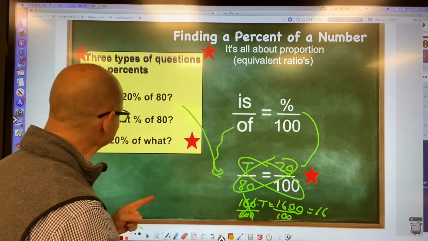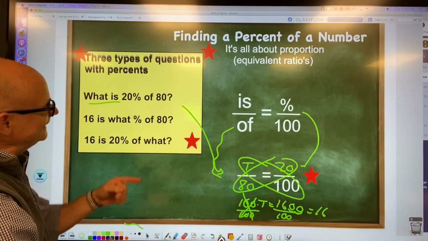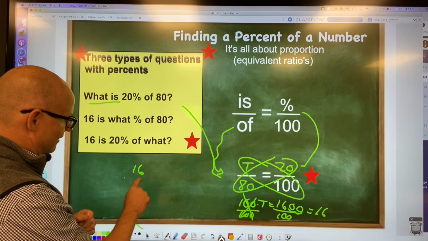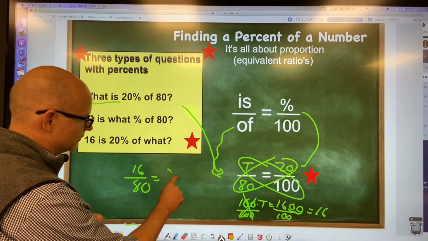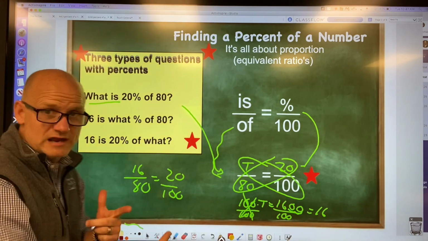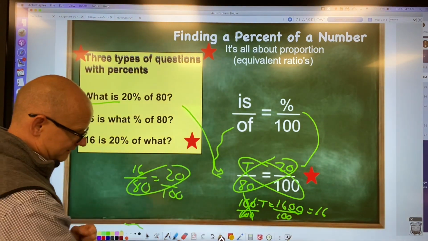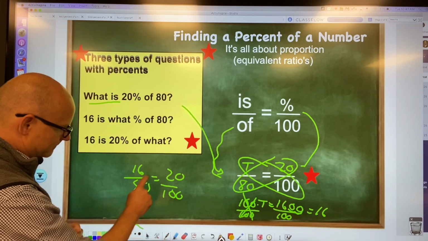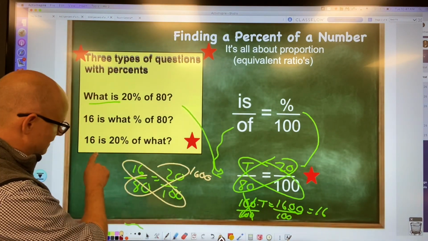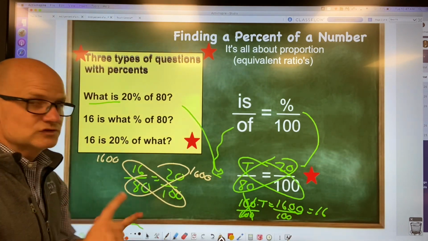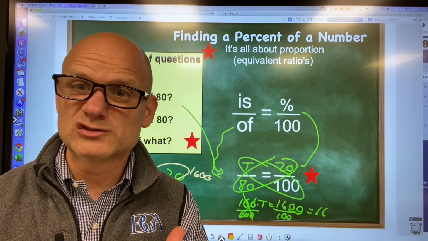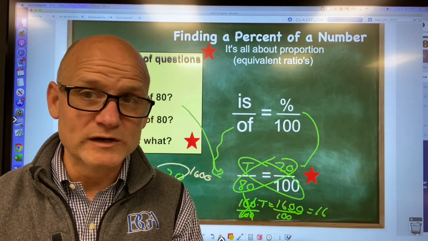So what does that mean? What is 20% of 80? Well, that is 16. So 16 out of 80 equals 20 out of 100. And we can figure out if this is true or not by just butterflying. If I multiply this way, I get 1600. If I multiply this way, I will also get 1600. So 16 out of 80 equals 20 out of 100. So 16 of 80 is 20%.